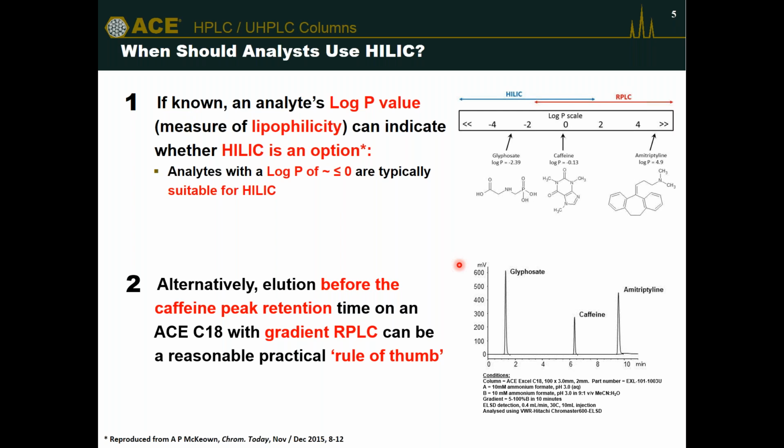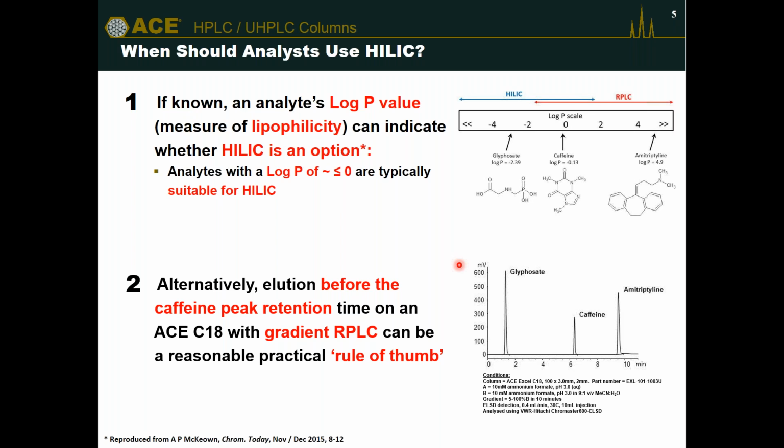So as you can see on the screen with the chromatogram now, we have a simple separation using a standard C18 column. It is a simple gradient from 5 to 100% B in 10 minutes. And you can see that glyphosate has a retention time of around about 1.5 minutes. Caffeine has a retention time of about 6.5 minutes. And amitriptyline is 9.5 minutes.